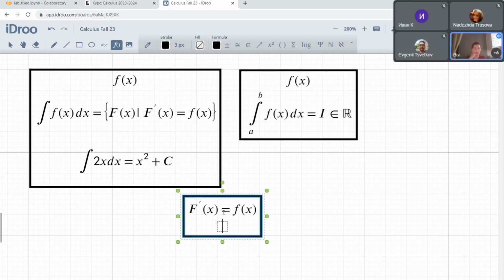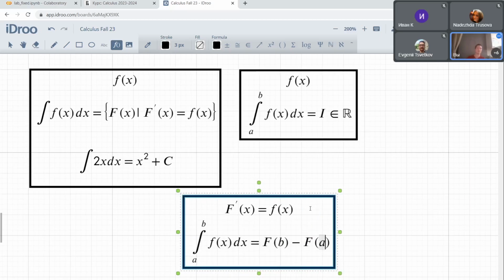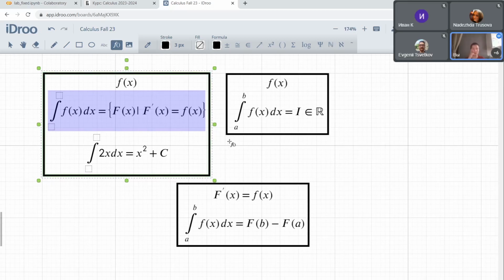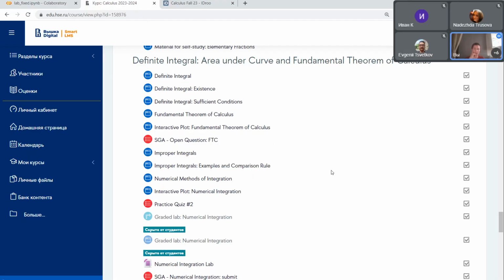or formally, if F belongs to the set of the indefinite integral of f, then if you want to compute the definite integral, you can compute the difference between the values of your antiderivative at the point b and at the point a. This is the Fundamental Theorem of Calculus, which gives us the possibility to compute the area under the curve using this technique of computing the antiderivative. So that's the key idea of integration.